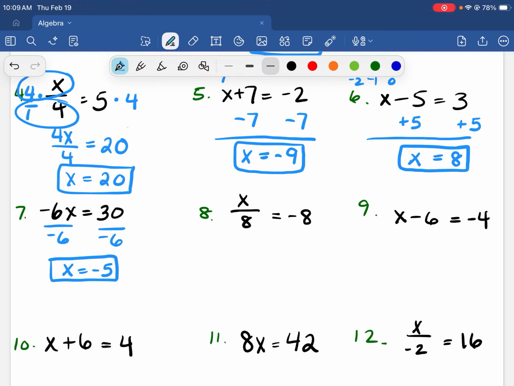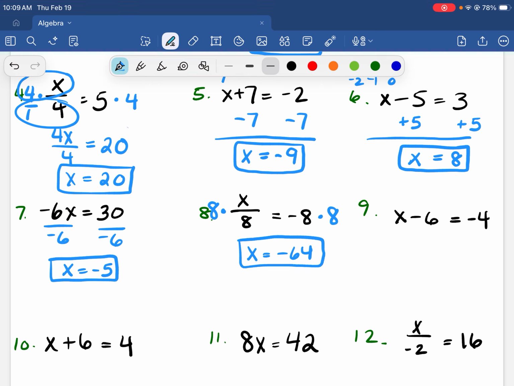Number 8, x over 8, or x divided by 8 here. We want to multiply by 8. Multiplying by 8 and dividing by 8 are inverse operations, so that cancels those numbers out, and we're just left with x equals negative 8 times positive 8 is negative 64.